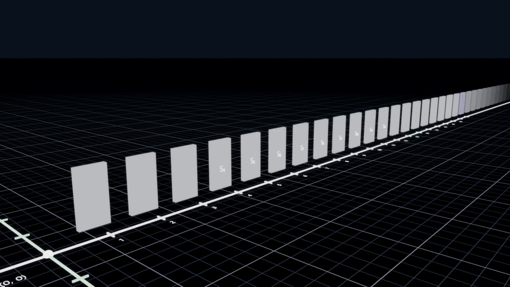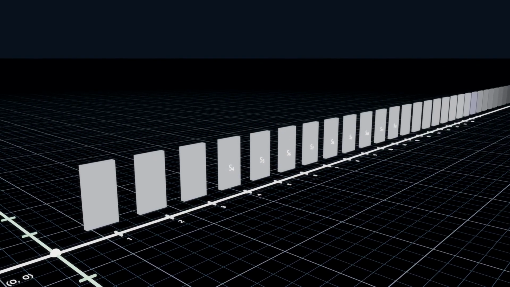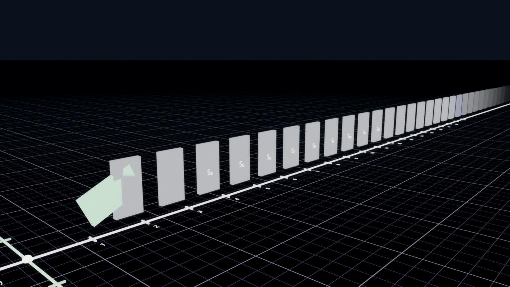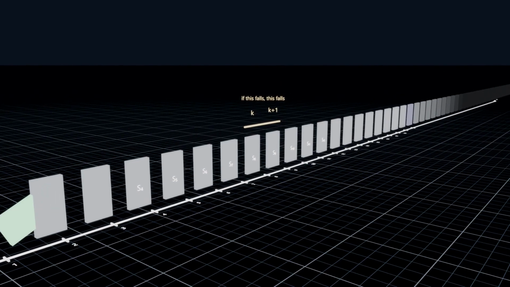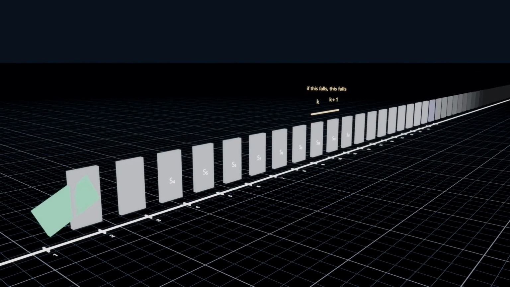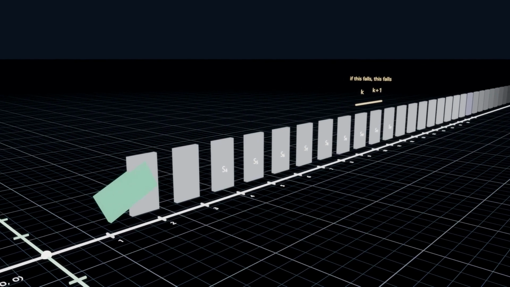Now suppose you can do two things. 1. Knock the first domino down, that is, prove S1. 2. Show that whenever any domino falls, it knocks over the next one. Not domino 5 in particular, any domino. Whichever one you point at, if it falls, the next one falls.